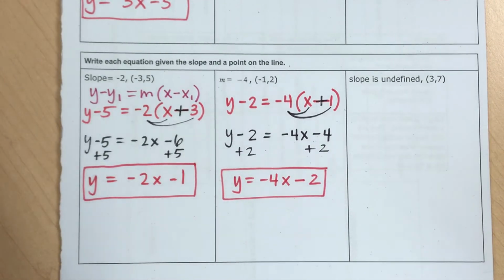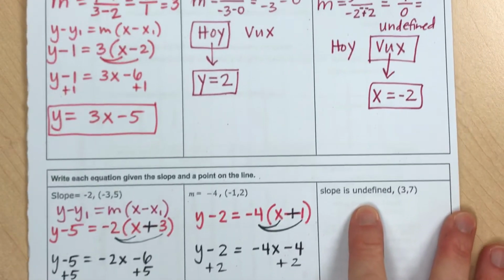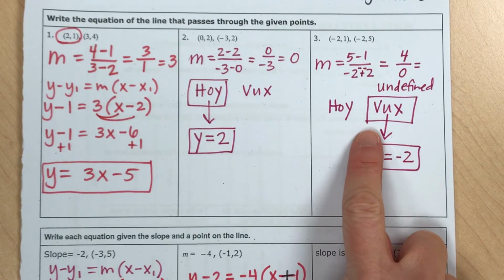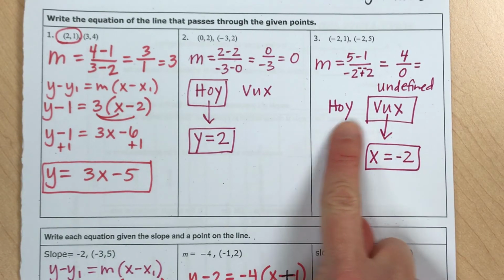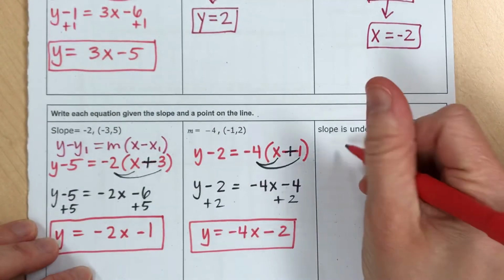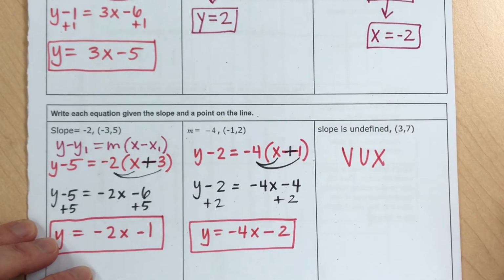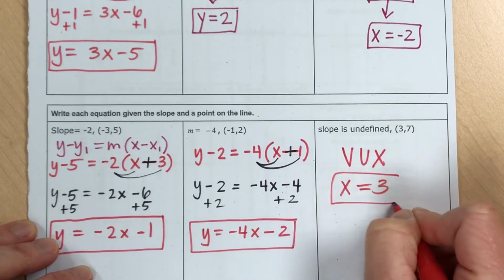Now the last one might seem a little bit trickier because they say slope is undefined. And if we review what we did up here, we reviewed this phrase, HOY VUX. Horizontal lines have 0 slope, vertical lines have undefined slope. So if I'm looking at undefined, VUX, x, my x of my point is 3. So it's going to be x equals 3.